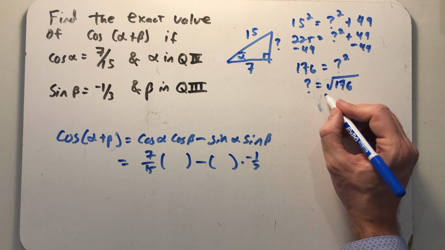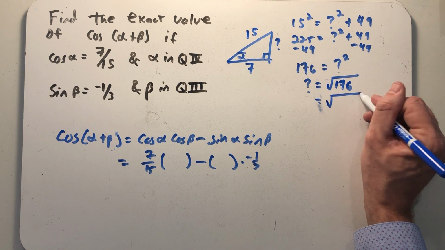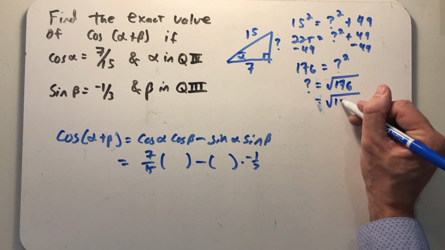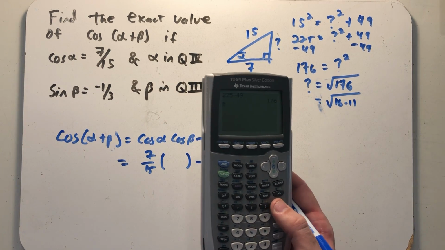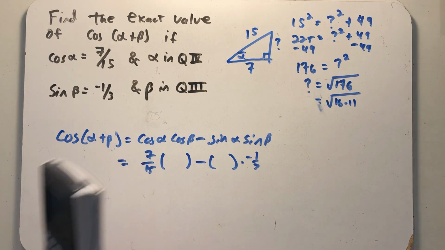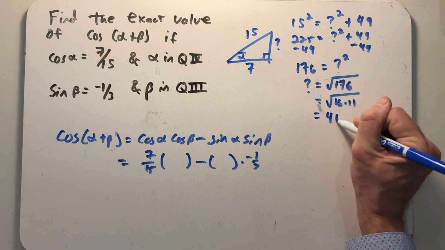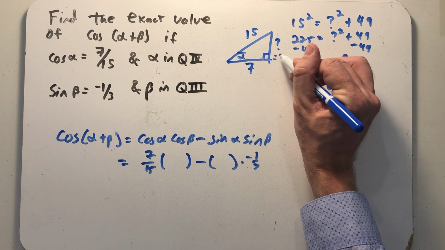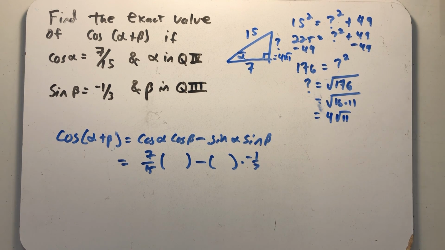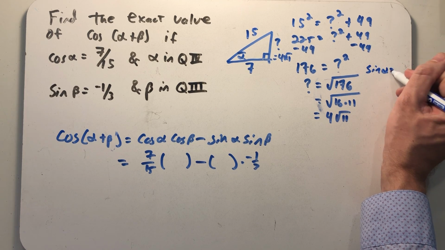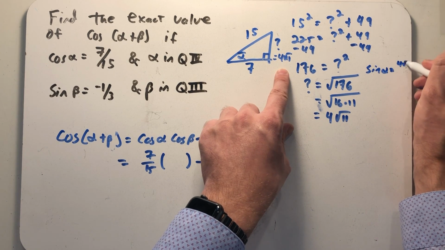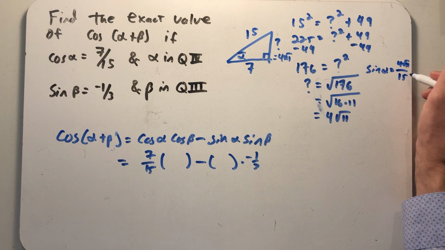Well, if I look at what 176 is the same as, it's actually 16 times 11. And we can check that really quick. I have 176 divided by 16 is 11. And so that missing side is 4 root 11. All right, well that will let me find the exact value of the sine of alpha. So with all of that, the sine of alpha has to be 4 root 11 over 15.